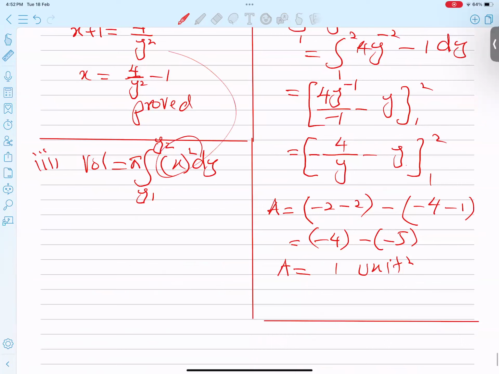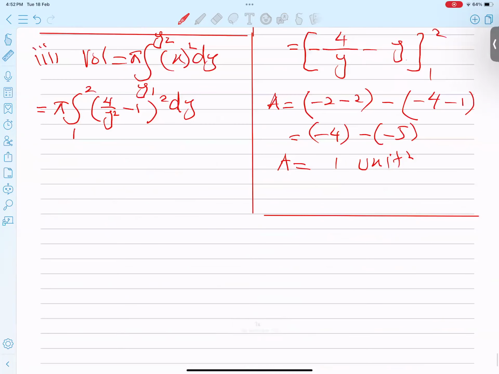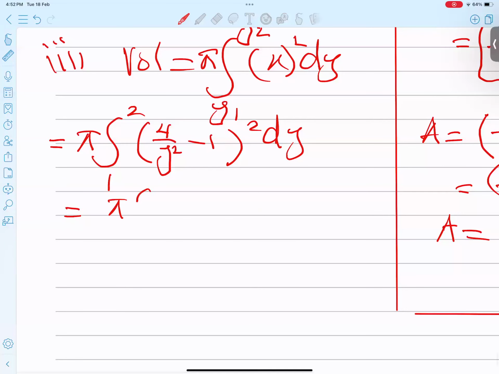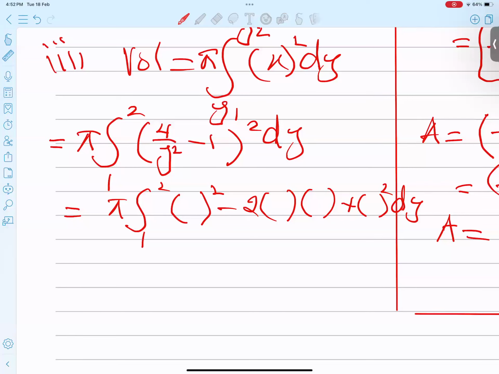And the x value we have already. So let's start. Pi outside, lower limit 1, upper limit 2, 4 over y square minus 1, whole square, dy. So students make mistakes in algebra, and let's focus now on how we can avoid algebra mistakes. Now, this is a non-linear base. Power 2 means non-linear. We are bound to expand by the squaring identity. So this 4 over y square will come in the first bracket, 1 will go in the next bracket, and these are very clear.